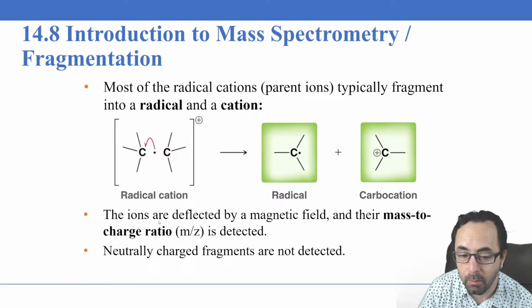The way that the mass spectrometer works is that it has a magnetic field, and a way of accelerating this.